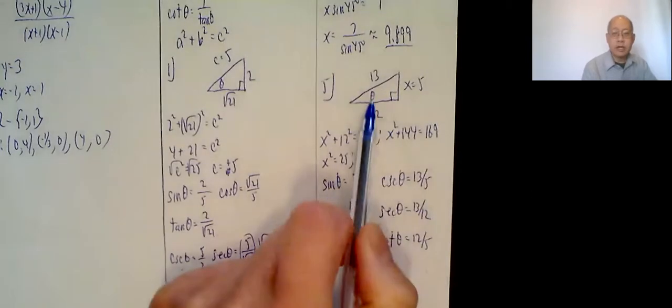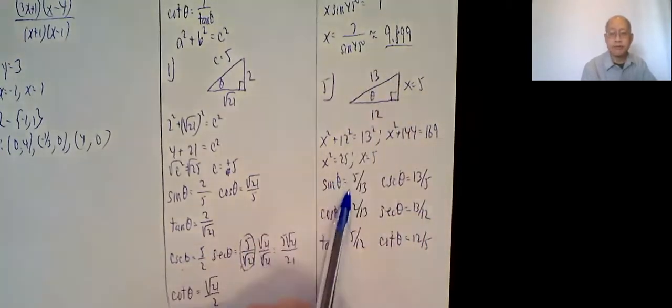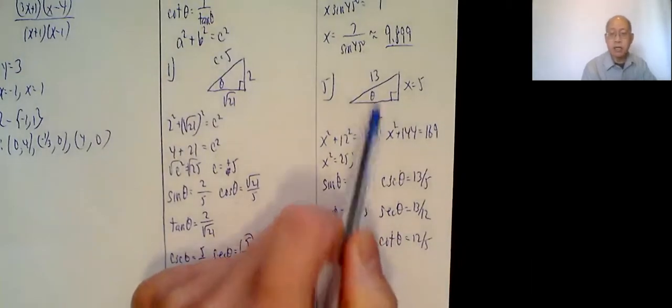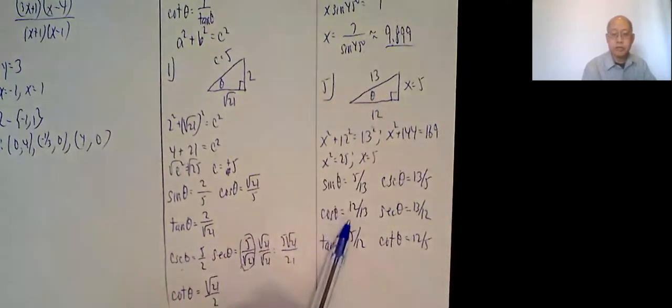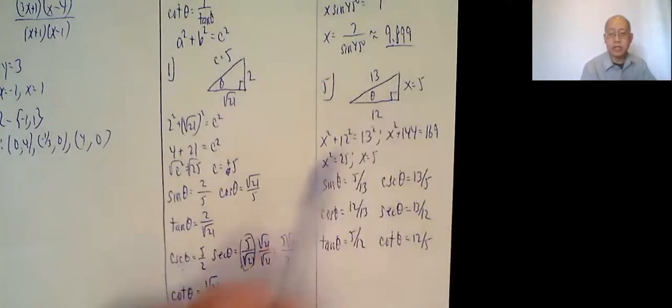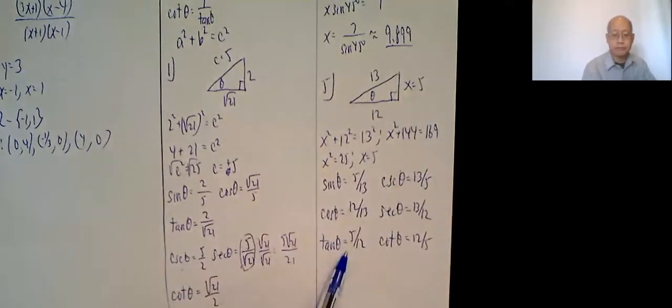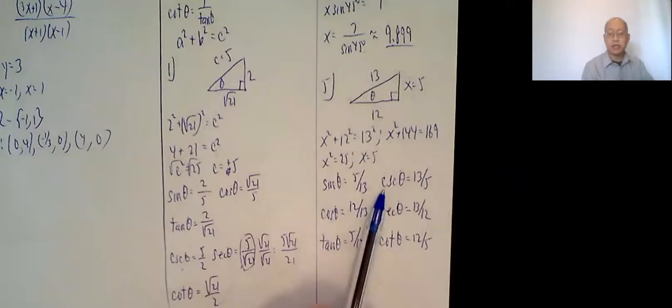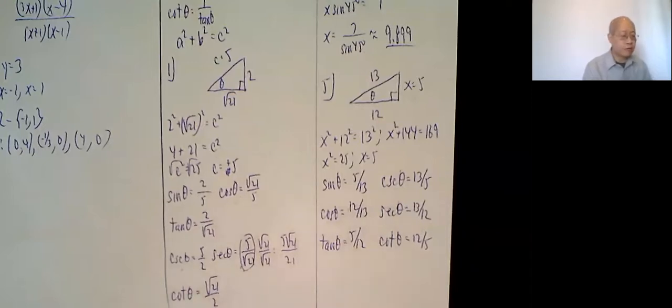So sine of theta is opposite over hypotenuse, 5 over 13. Cosine of theta is adjacent over hypotenuse, 12 over 13. Tangent of theta is opposite over adjacent, 5 over 12. And they're reciprocals. Reciprocal of sine is cosecant, so flip it, 13 over 5. Reciprocal of cosine is secant, flip this, 13 over 12. Reciprocal of tangent is cotangent, flip this, 12 over 5.